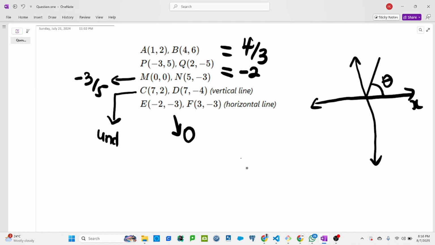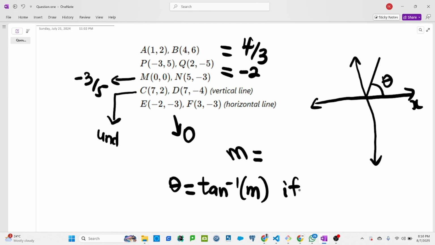Generally, the actual symbol for gradient is small m. So how do we find the angle? The angle theta is equal to tan inverse of the gradient. So when we ask what's the angle that it makes with the x-axis, it is equal to this.